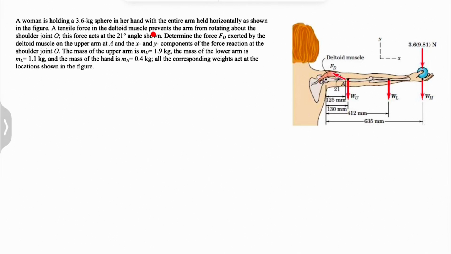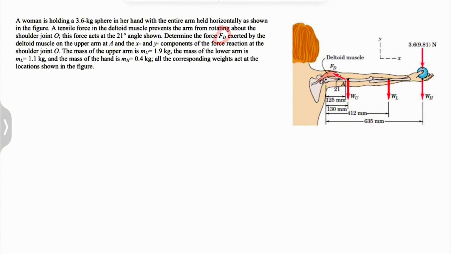Alright guys, let's see how we can solve a question from the third chapter of the Meriam textbook in biomechanics. We have a woman holding a 3.6 kilogram sphere in her hand with the entire arm held horizontally, as we can see. We have a tensile force in the deltoid muscle that prevents the arm from rotating about the shoulder joint O. We know this force acts at 21 degrees, so this angle is 21 degrees.